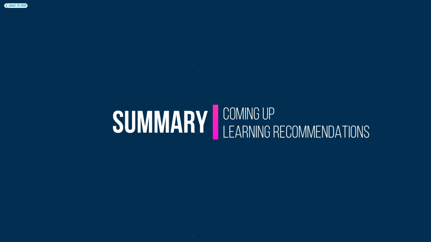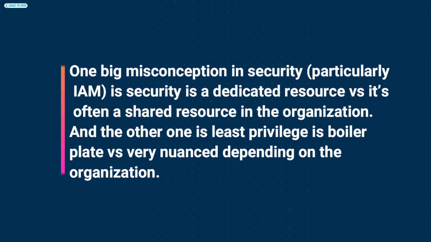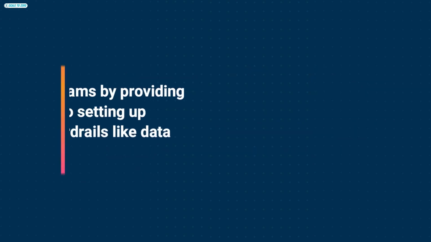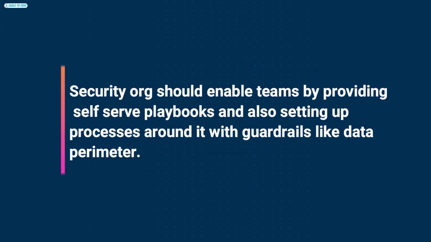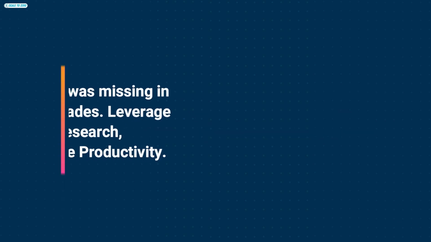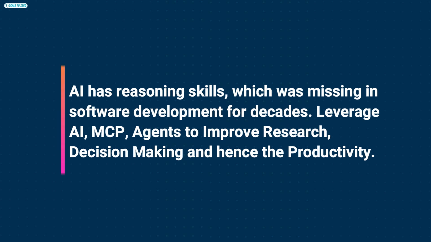Thank you so much, Stephen, for the lovely conversation. Here are a few points which stood out for me. The first one is one big misconception when it comes to security, or particularly in IAM, is that folks see security as a dedicated resource versus it's often a shared resource in the organization. And least privilege is seen as very standard, very boilerplate, whereas it's very nuanced depending on the organization. The second one is security organizations should enable teams by providing self-serve playbooks and also setting up processes around it, of course with guardrails on top of it, like using data perimeter in AWS. The third and the last one is AI has reasoning skills, which was missing in software development for decades. So leverage AI, MCPs, agents to improve not only research but also decision making and hence the productivity gain.